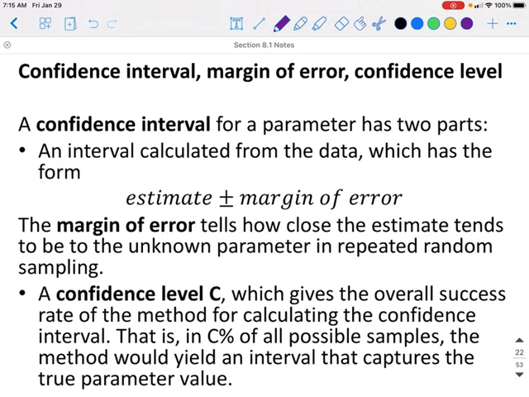So a confidence interval for a parameter has 2 parts. An interval calculated from the data, which has the form of your estimate plus or minus the margin of error. And the margin of error tells us how close the estimate tends to be to the unknown parameter in repeated random samples. And it's going to have a confidence level C, which gives the overall success rate of the method for calculating the confidence interval. That is, in C% of the possible samples, or in this last case we looked at, 95% of the possible samples, the method will yield an interval that captures the true parameter value.